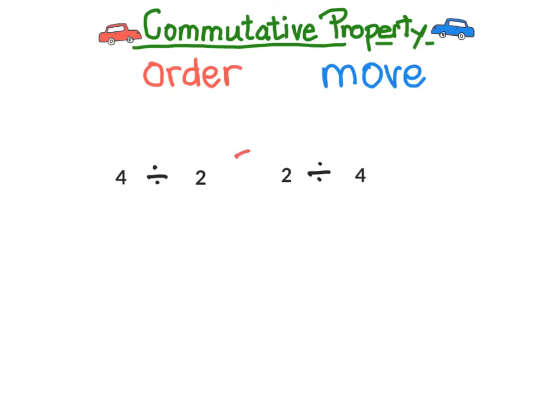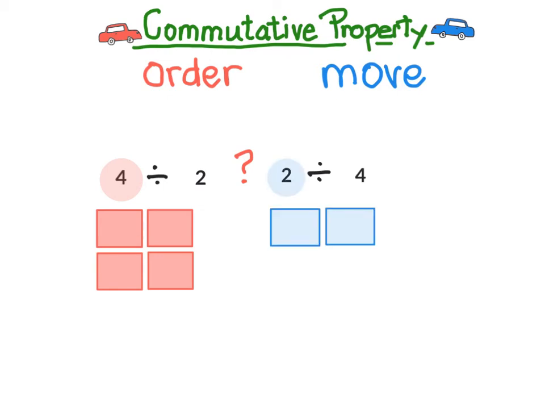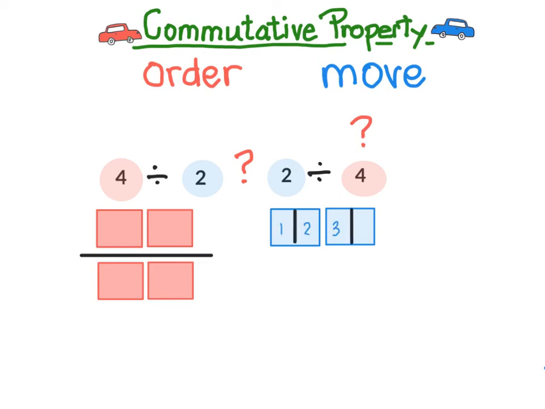Let's try a problem and check it out. In the first expression, we're starting out with 4 boxes. In the second expression, we're starting out with 2. Now it's easy to divide 4 in half, into 2 parts. But dividing 2 wholes into 4 separate parts, I'm going to end up with a fraction. And each one of those parts is worth a half.